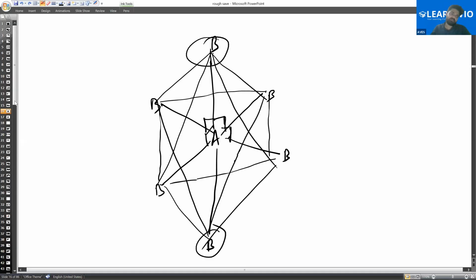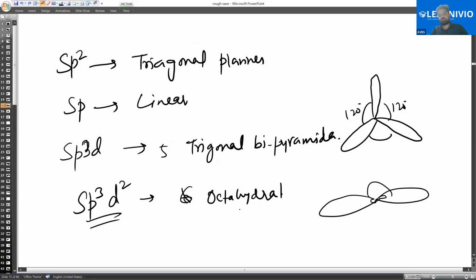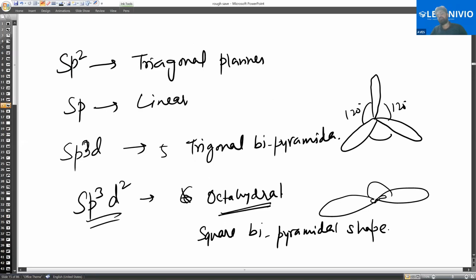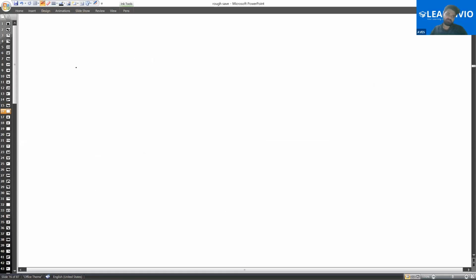So that is called octahedral shape, or we can write it as square bipyramidal shape. Square bipyramidal shape. Okay, noted. Have you written it? Yes, sir. So can you guess the shape of the SF6 molecule? What is the shape of the SF6 molecule?